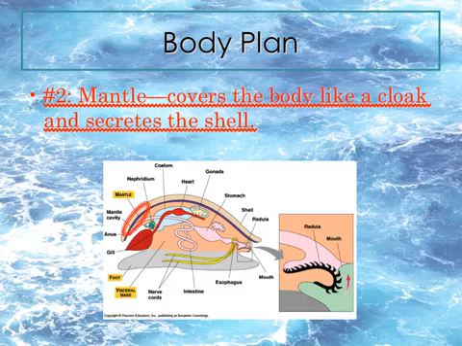The second body part or body plan that mollusks have is the mantle. The mantle covers the body like a cloak and secretes the shell. So here in this drawing, the mantle is represented by this black line. The mantle identification is pointing to it, and it is secreting the shell, which is on the outside here of this mollusk.